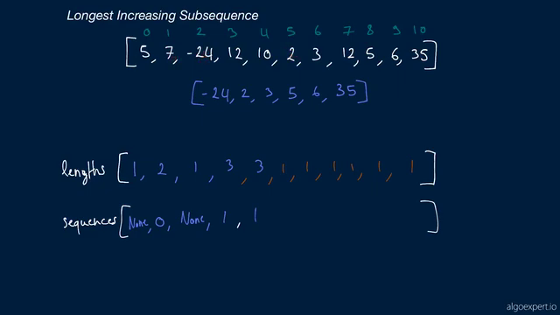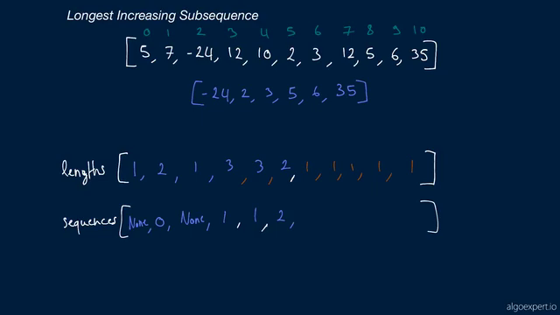Now we get to minus 24. Minus 24 is less than 2. What was the length at minus 24? It was 1. 1 plus 1 is 2. 2 is greater than 1. So we can tentatively store 2. And here we can tentatively store as an index 2. Why are we storing 2 in the sequences? Because minus 24 is at index 2. And then 12 and 10 are both greater than 2, so we skip them. So here we can actually write them in purple. So we had 2 and 2.